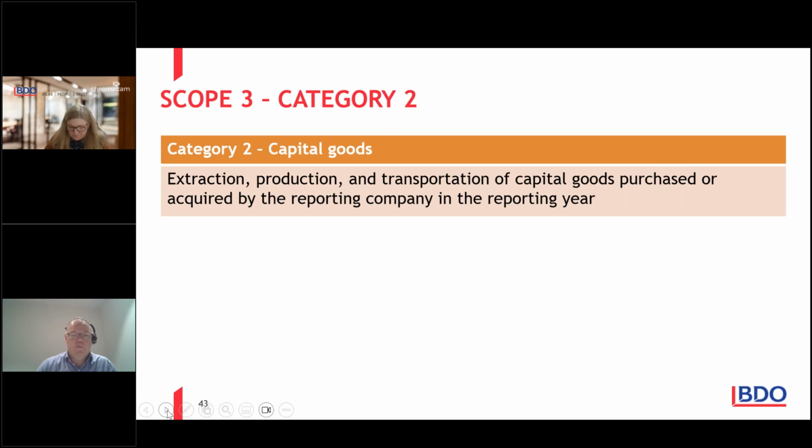Category 2, capital goods. This is talking about extraction, production, and transportation of capital goods purchased or acquired. We might just skip over to the next one.